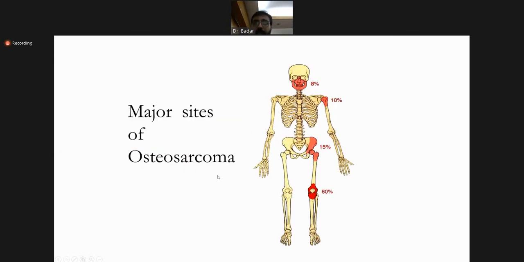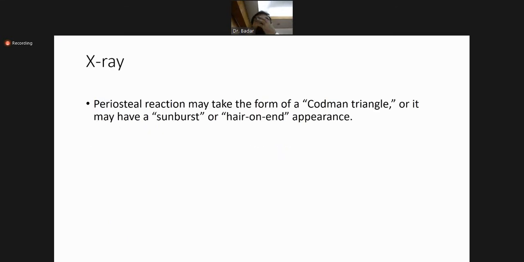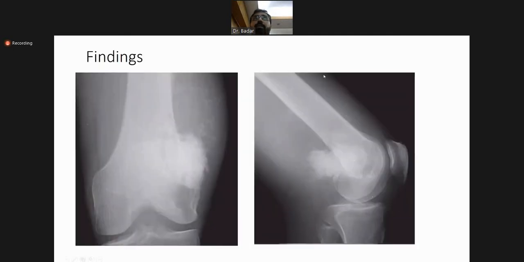So this is about the osteosarcoma. There are multiple types of osteosarcoma, but this is not for you people. So if you see the X-ray, you will find out the typical finding on X-ray. The Codman triangle or sunburst appearance or hair on end appearance. So see, these are the findings.